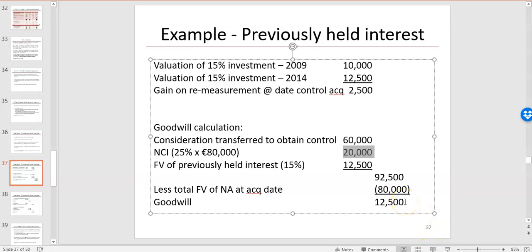So actually, for most of these, NCI and whatnot, once you get the investment figure, after that goodwill doesn't change. The calculation of goodwill has been the same the whole time. It's about getting the components of the goodwill calculation that takes a bit of work. And that's where the advanced IFRS 3 issues come in as well.